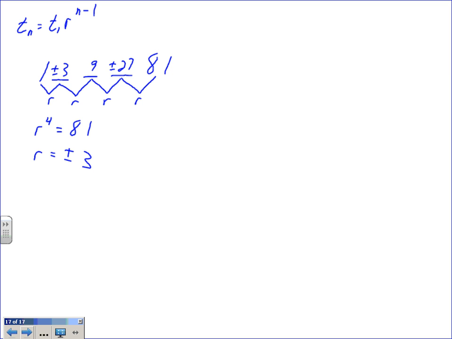Okay. What if this is cubed? Do we have to worry about whether it's plus or minus? No. If it's cubed or to the 5th power, if it comes out negative, it's negative. If it comes out positive, it's positive. We don't have to worry about plus or minus. Okay.